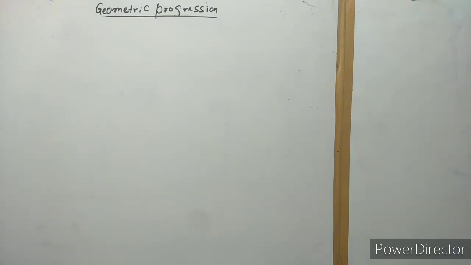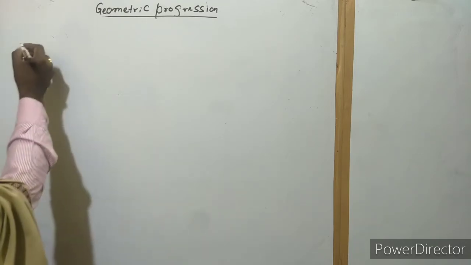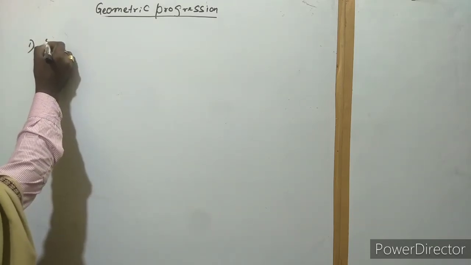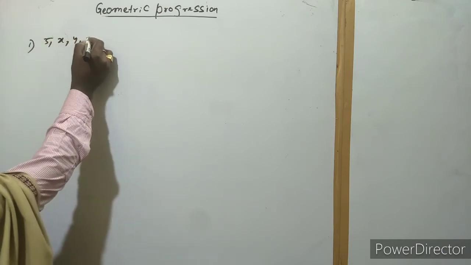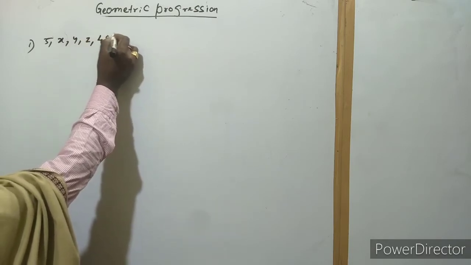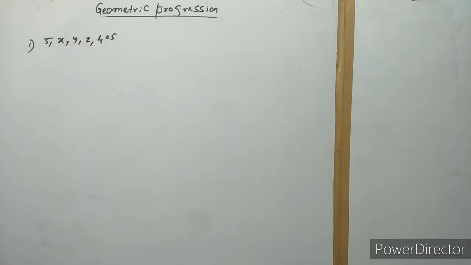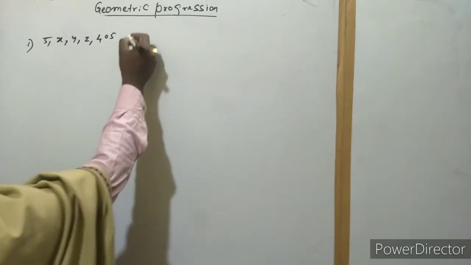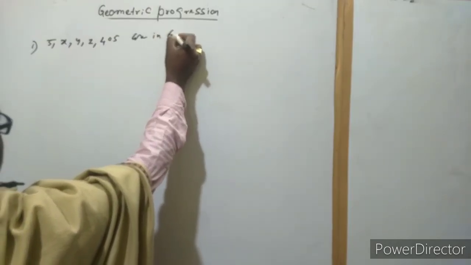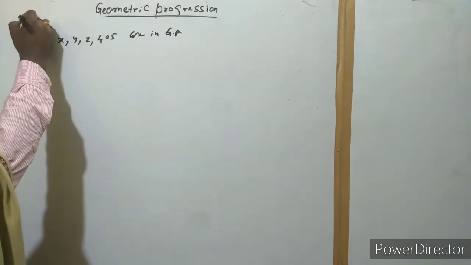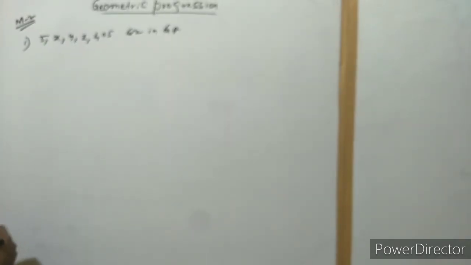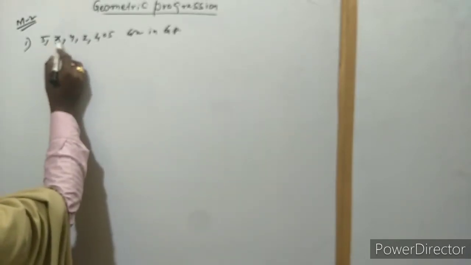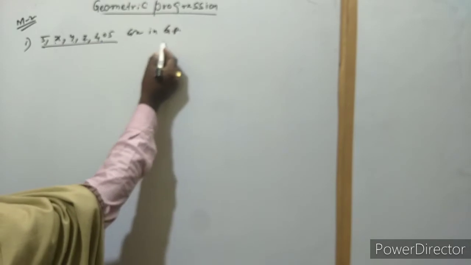In the book of Essendey there was a problem. The first problem we introduce here is this series: 5, x, y, z, and 405 are the first 5 terms of a GP. This is a 2 marks question. Question number 1: find the values of x, y, z. So 1, 2, 3, 4, 5, and these 5 numbers are in GP.